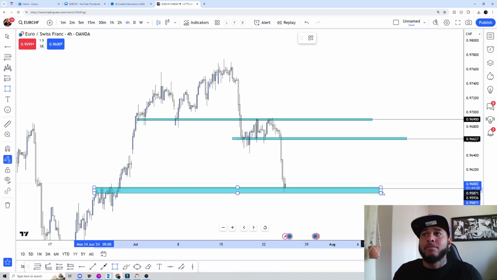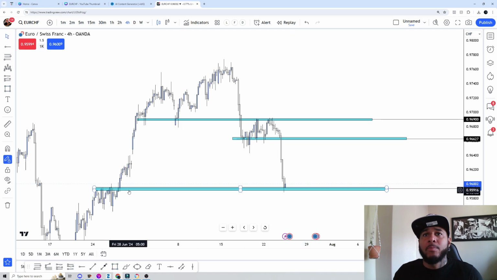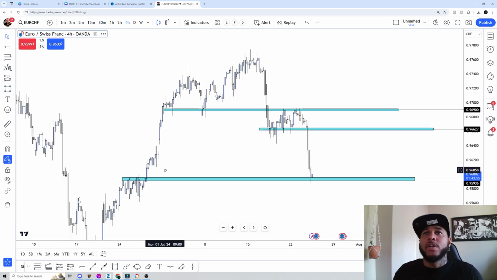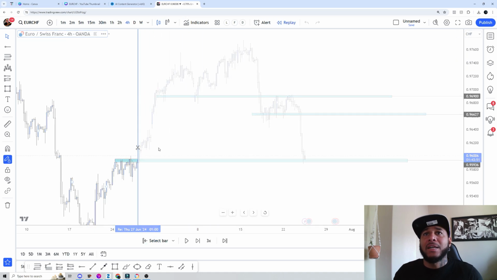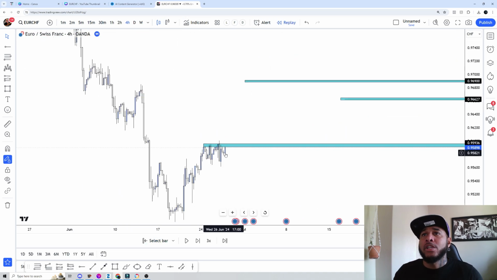So we came back to this level of structure. Very important that we identified that. And we're still on the 4 hour time frame. The reason why that's important is because if we go ahead and replay this, this was in fact significant. We can see how important that structure was.